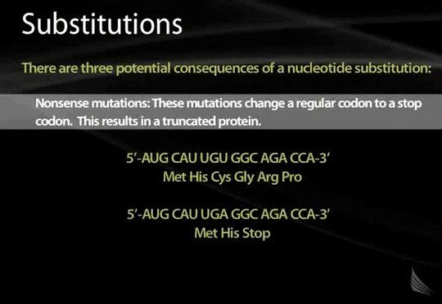For example, in the sequence that we show below, you have a uracil in the third position of a cysteine codon being changed to an adenine. And this changes the cysteine codon now to a stop codon. So this protein, when it's being translated, would be truncated prematurely, and you would end up with a smaller protein than you normally would have. And this usually has functional consequences because it completely changes the structure of that protein.